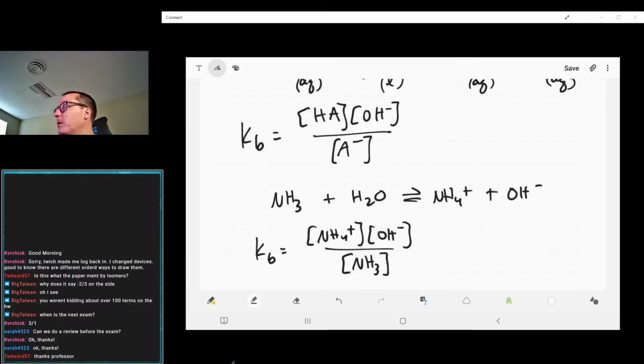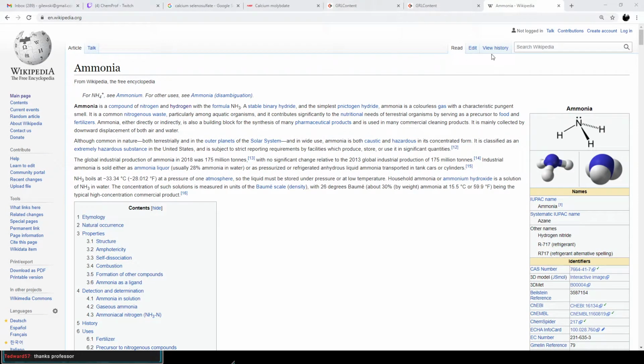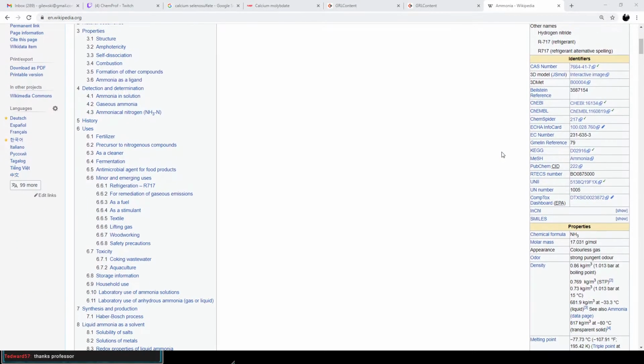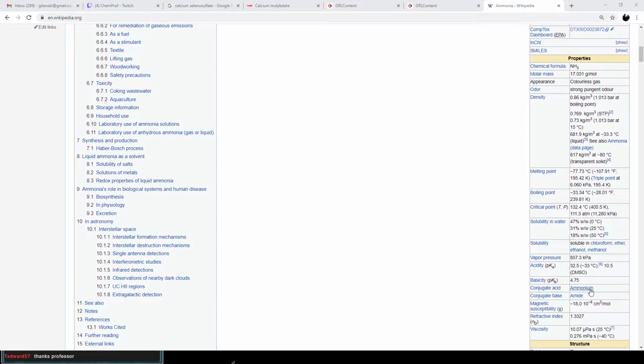Let's go to Wikipedia here and look up ammonia. So for your homework, I did just say you can use Wikipedia for these things. Let me show you where to find some of these values. If you just look up a particular compound and scroll down to some of these properties, you're going to see various factors. Here, we're going to be looking at acidity and basicity.